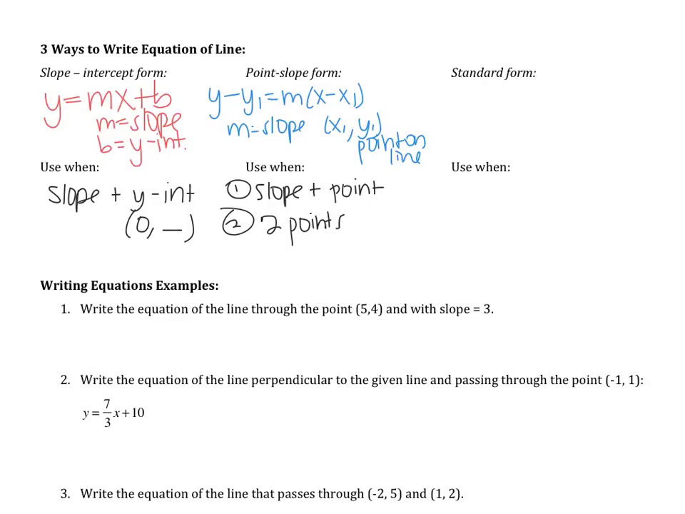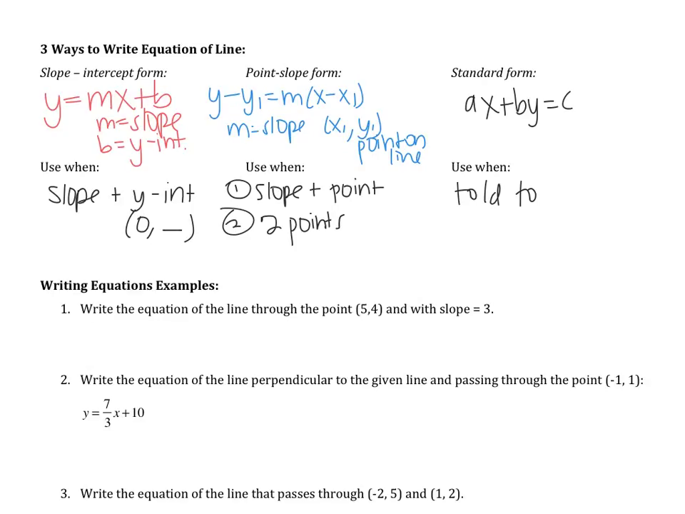The last form is standard form. Standard form goes ax plus by equals c. You only use this when you're told to. If I tell you to use standard form, use standard form. Otherwise, it's pretty useless. You really are only going to see standard form when you're graphing. So right now, we're going to write some equations of lines, and then we're going to graph some.